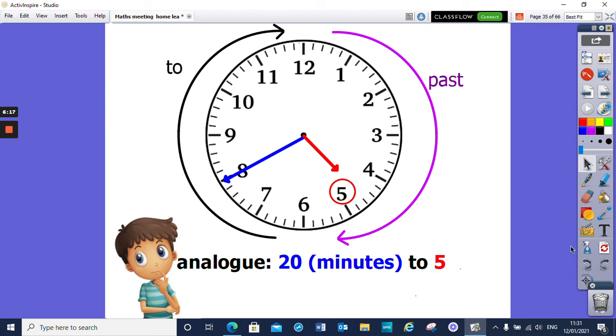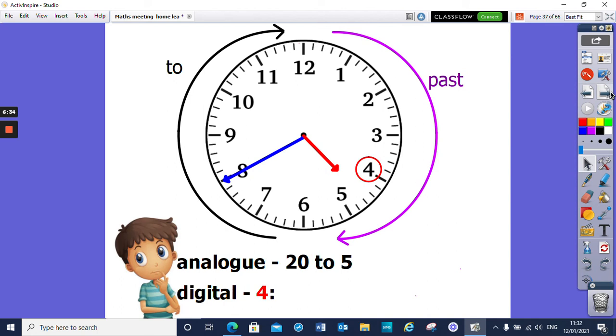Okay, what about digital time now? Well, we know that with digital time, we can't do "to". Digital time only goes past. So let's start with our hour. What hour have we just gone past? Well, we've just gone past the 4, haven't we? So we've just gone past the 4.